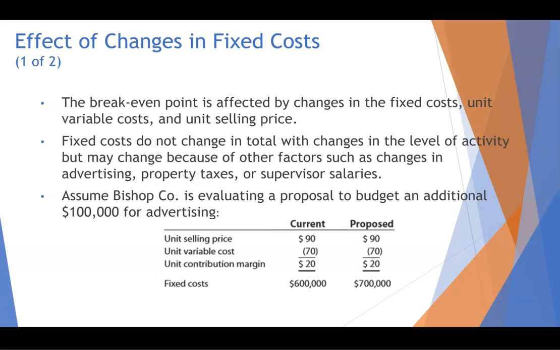Assume Bishop Company is evaluating a proposal to budget an additional $100,000 for advertising. So here you see the unit selling price is 90. They're proposing it to stay at 90. The variable cost is 70. And that unit contribution is at 20. The current fixed costs are at $600,000, but they're wanting to add an extra $100,000 for potential advertising.